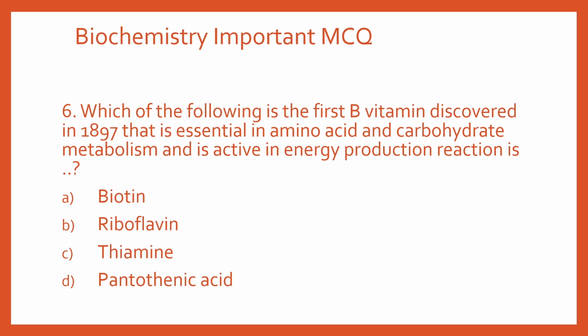Now the next question says which of the following is the first B vitamin discovered in 1897? It has a function that is essential in amino acid and carbohydrate metabolism and is also active in energy production reactions. The answer is not biotin, which is vitamin B7. The answer is not riboflavin, which is vitamin B2. Are we together? The answer is thiamine, which is vitamin B1. Pantothenic acid is also not the answer because it's vitamin B5. So the first B vitamin discovered is B1. Of course, you can say that's why it's called vitamin B1. You are not wrong too.